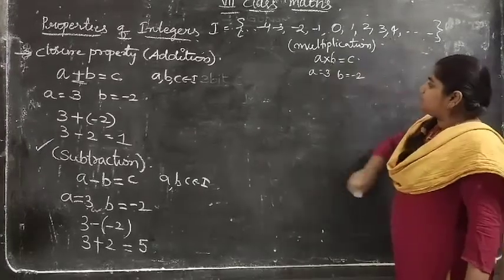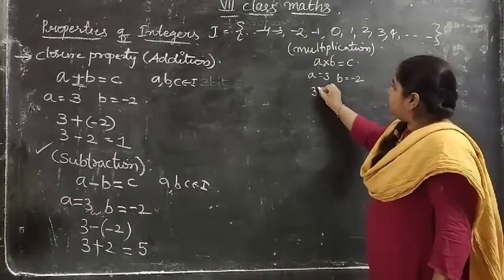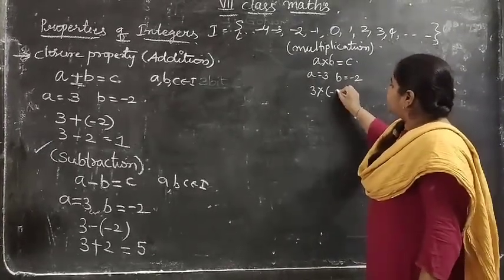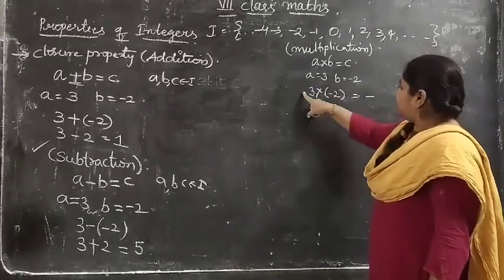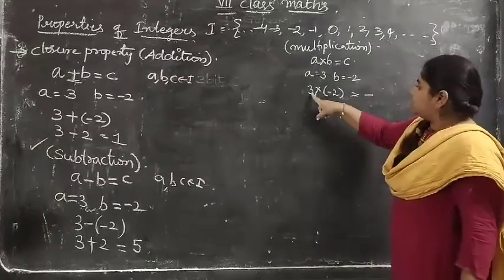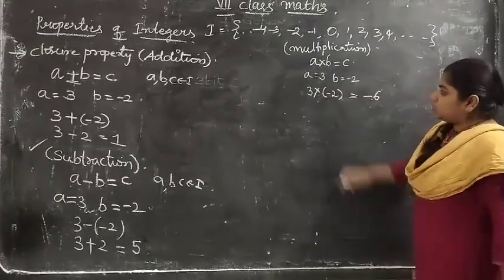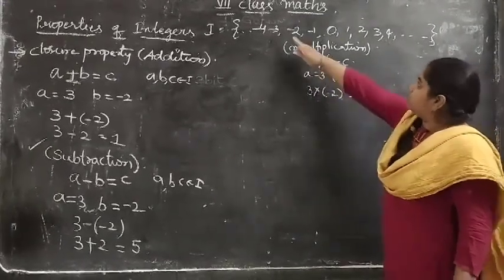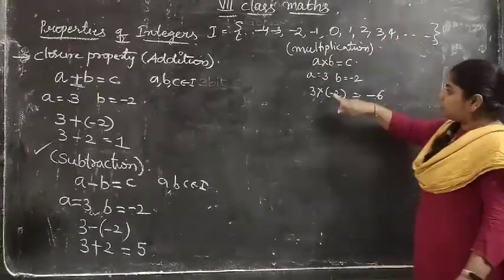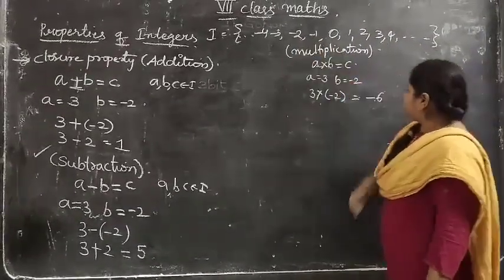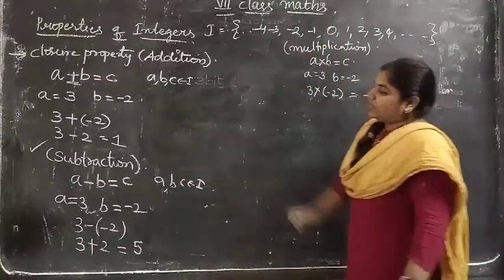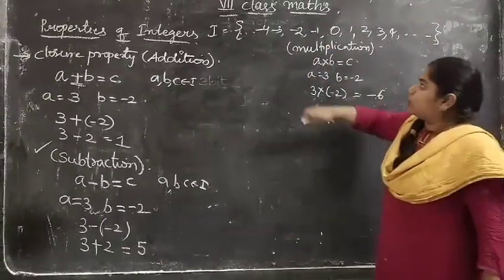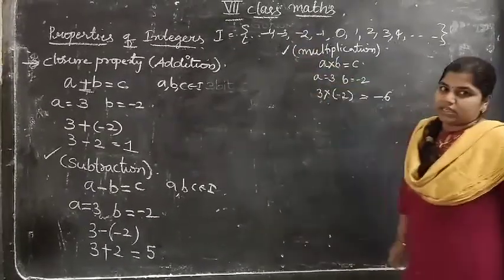Just substitute these values here. A value is 3 into b value is minus 2. So plus into minus is minus. 3 twos are 6. So 3 is an integer. On this side we are having 3. 3 is an integer. Minus 2 is also an integer. And the result, minus 6, is also an integer. So in closure property, multiplication is also satisfied.